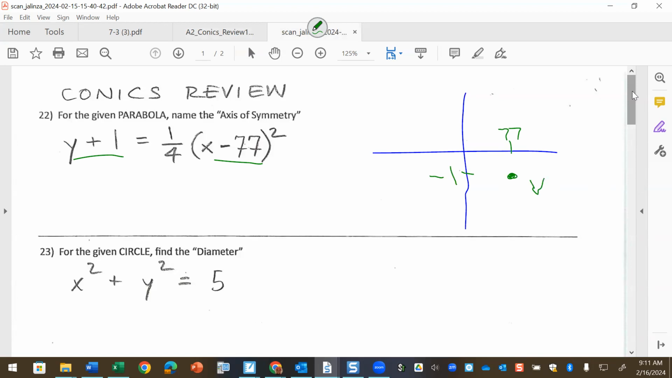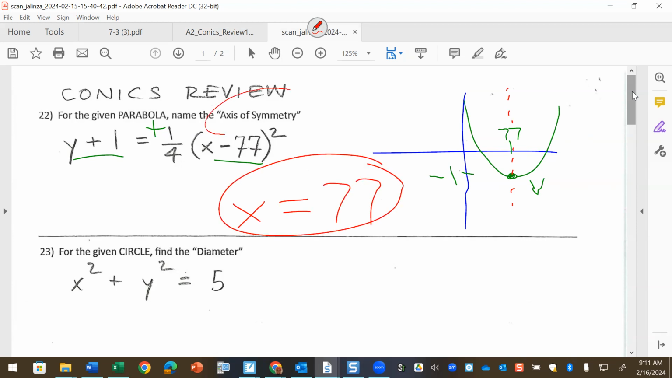And which way does it face if it is y equals positive x squared? Up. Okay. So with that said, you don't have to mess with 4p. You just got to tell me the name of that axis of symmetry that cuts it into 2 equal pieces. Which axis did it go through? Went through x at 77. Okay.